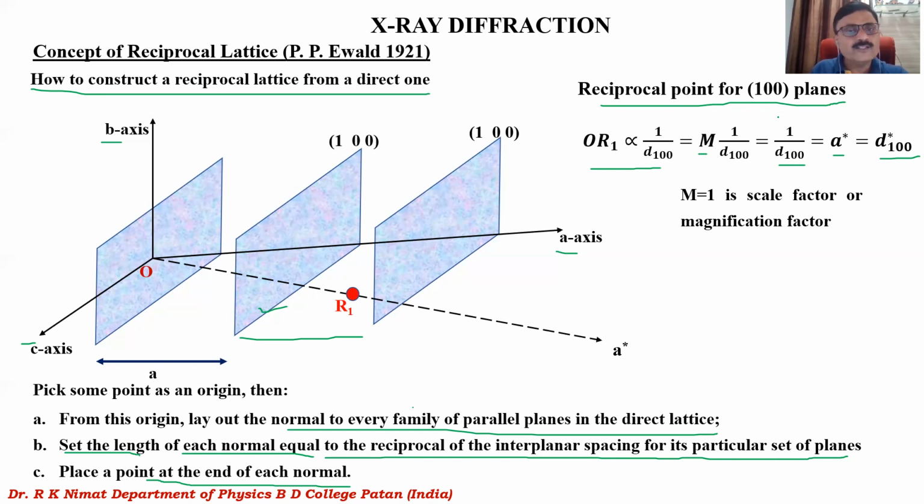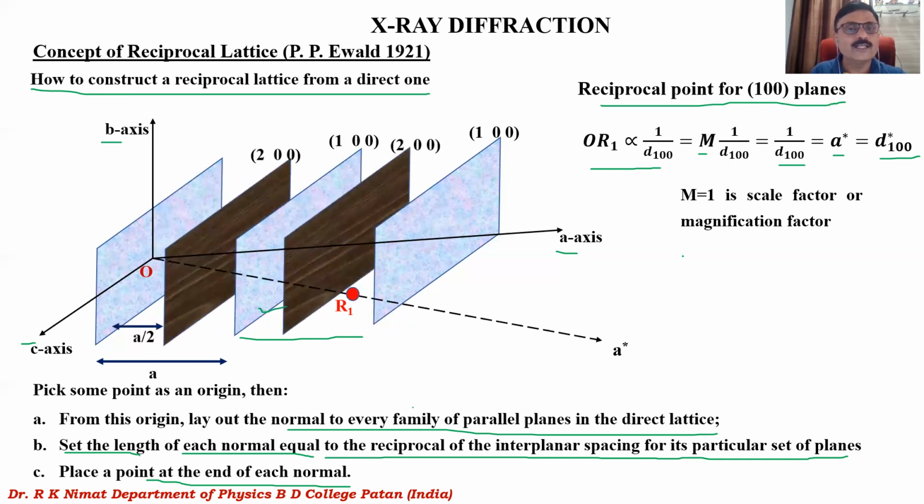Now there are other planes also. You may consider the plane at the midway between the planes having Miller indices 1, 0, 0. So you can consider exactly at the midpoint the plane, and that plane will have Miller indices 2, 0, 0, because it will make an intercept a by 2 along the A axis, and by using the procedure to calculate the Miller indices, we can easily show that such planes will have Miller indices 2, 0, 0. Such planes can be represented like this.